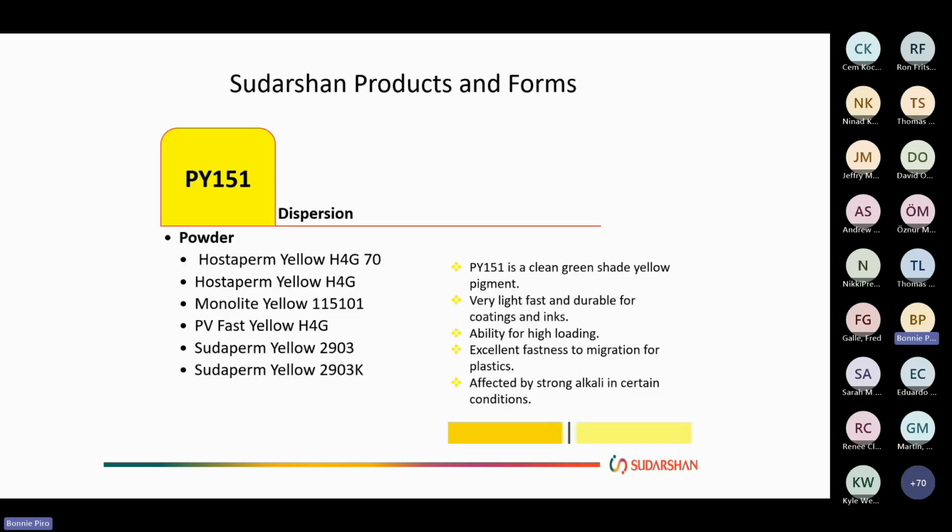So Yellow 151 is a very green shade yellow, very light fast and durable for coatings, and we also see it in inks, but it also does show up with plastics as well, because it's nice and opaque, nice and green shade with that higher heat stability as well. One thing to consider with respect to Pigment Yellow 151 is in certain application areas, it can be impacted by a strong alkali. So that has to be considered when doing your formulation and the end application area as well.